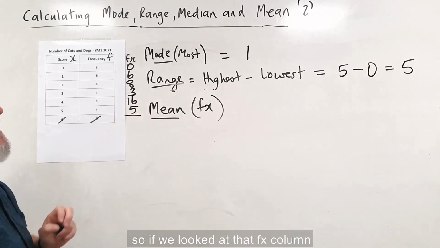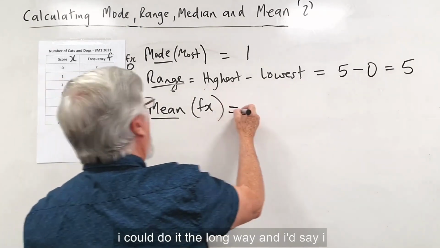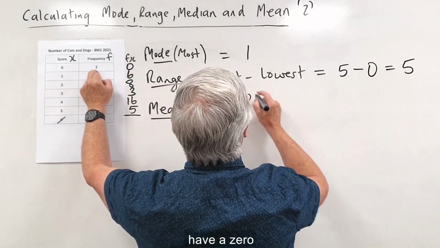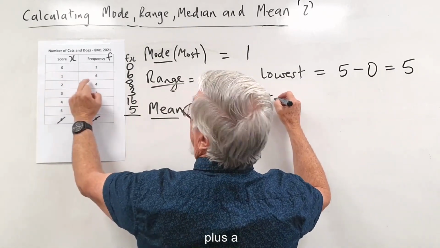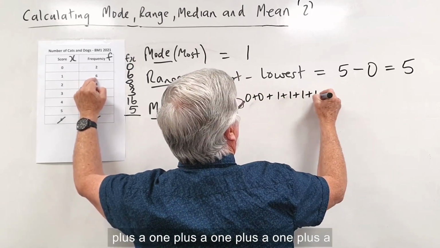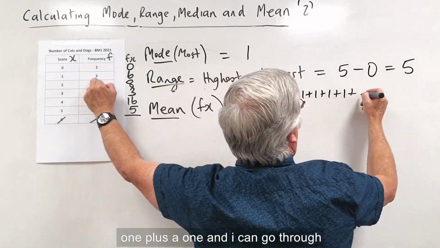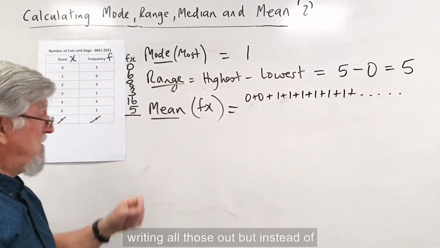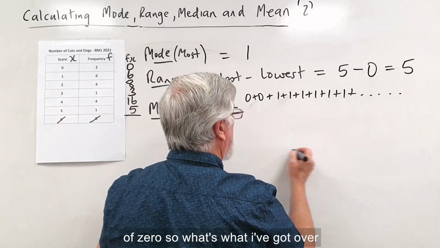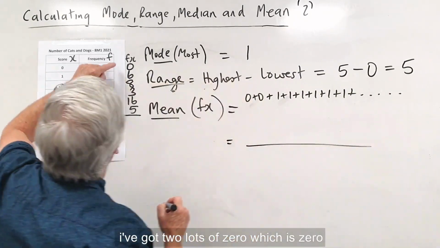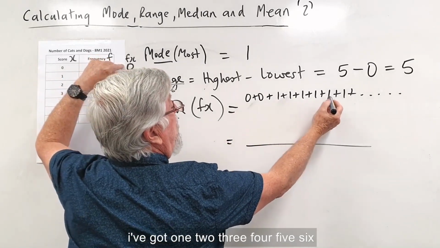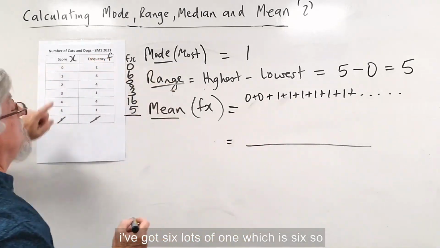So if we looked at that fx column, I could do it the long way, and say a 0, plus a 0, plus a 1, plus a 1, plus a 1, plus a 1, plus a 1, and I can go through writing all those out. But instead of writing all those out, I've got 2 lots of 0, which is 0. I've got 1, 2, 3, 4, 5, 6. I've got 6 lots of 1, which is 6.